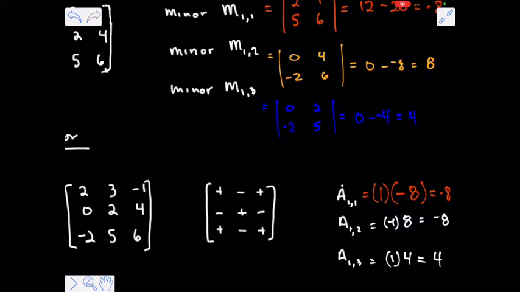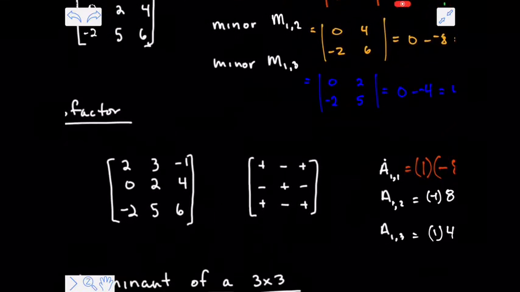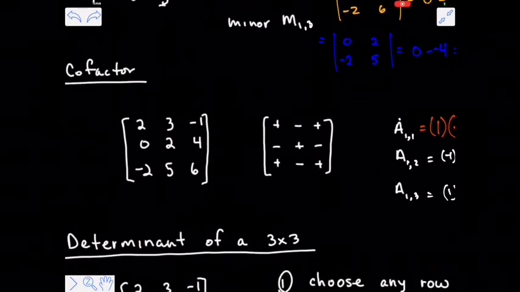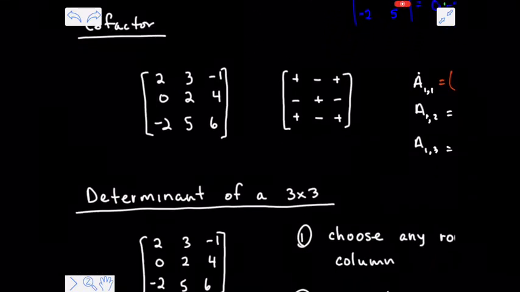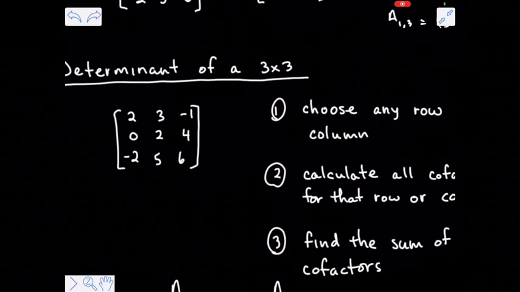So those are called cofactors. We have minors, we have cofactors. Very much related. A cofactor is only slightly different than a minor because it's being multiplied by 1 or negative 1, depending on these patterns. So now that we have all of that, the determinant of a 3 by 3 matrix is found using cofactors.